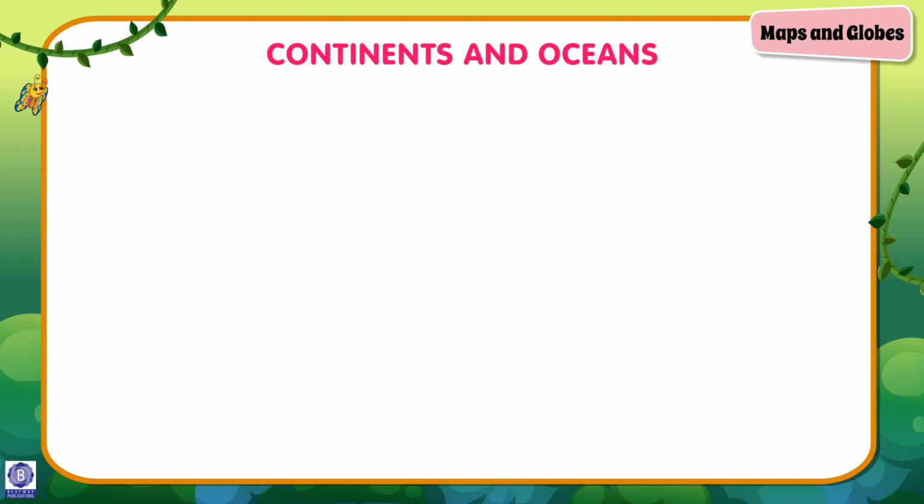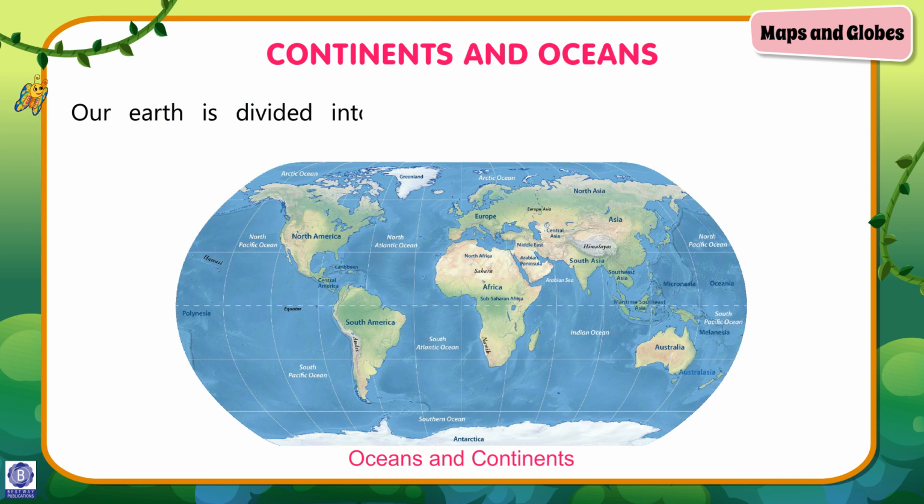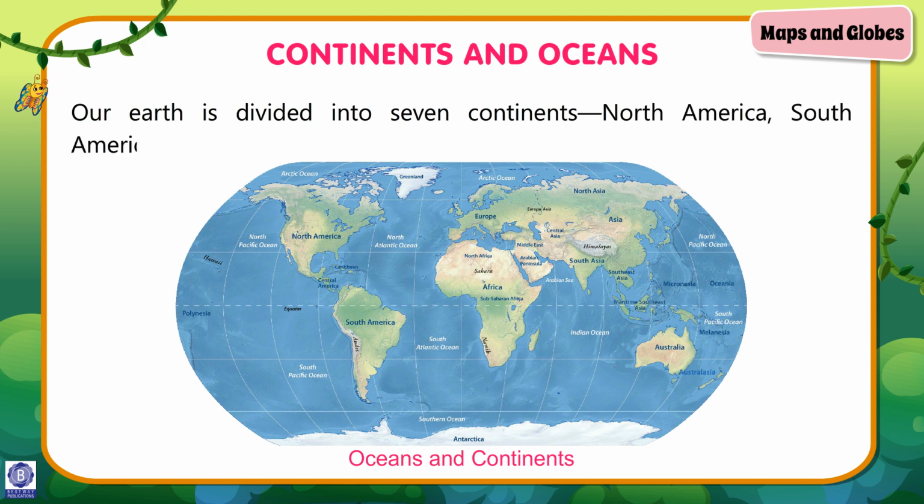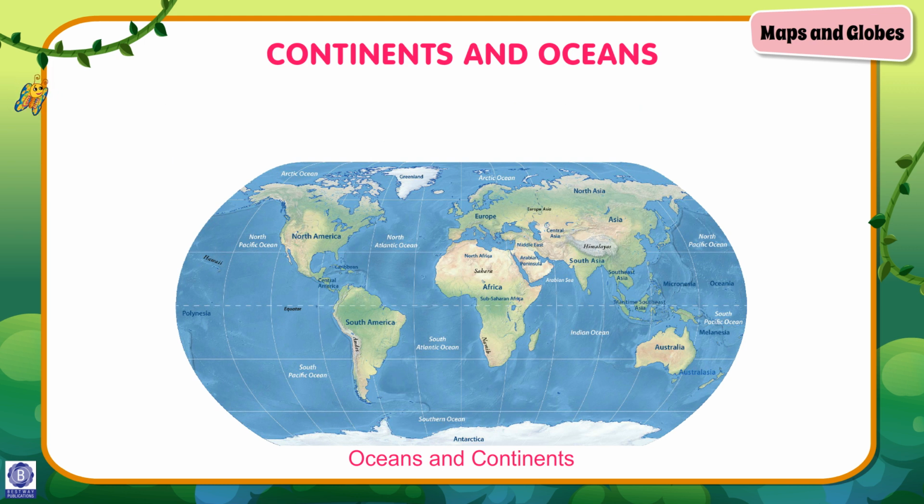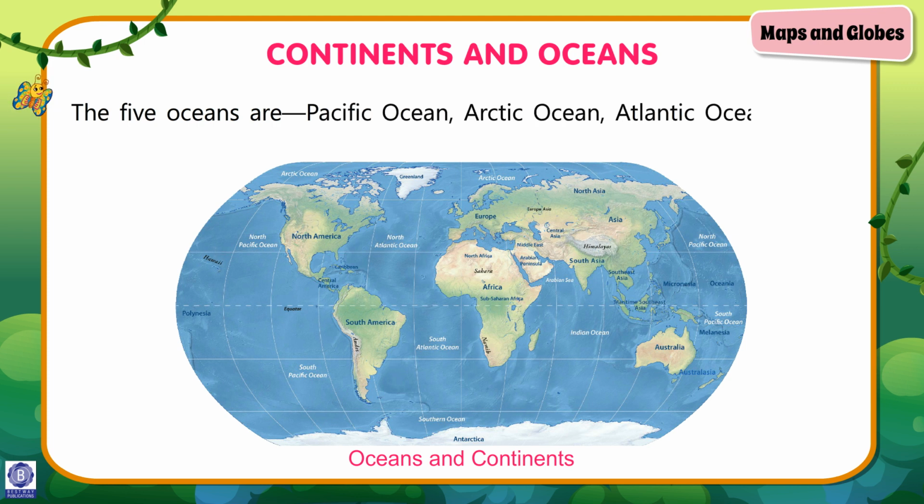Continents and oceans. Our Earth is divided into 7 continents: North America, South America, Africa, Europe, Asia, Australia, and Antarctica. The 5 oceans are Pacific Ocean, Arctic Ocean, Atlantic Ocean, Indian Ocean, and Southern Ocean.